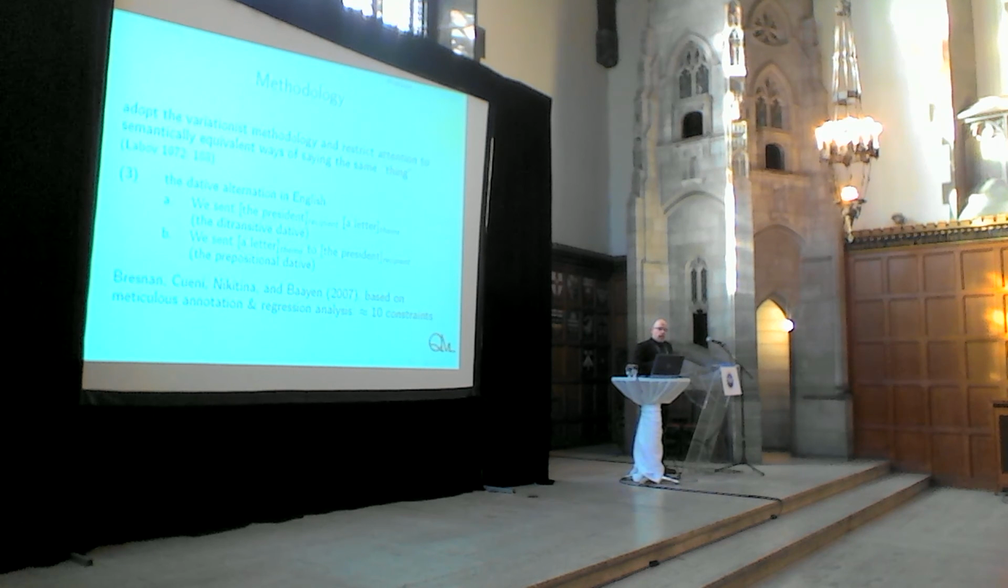And in an important 2007 paper, Bresnan et al. show, based on really meticulous annotation and regression analysis based on corpus data, that there are no fewer than 10 constraints or conditioning factors that constrain this variation. They look at spoken American English as sampled in the Switchboard corpus.